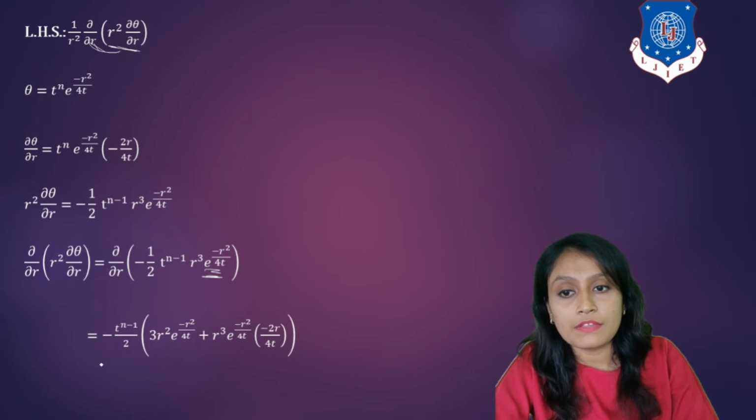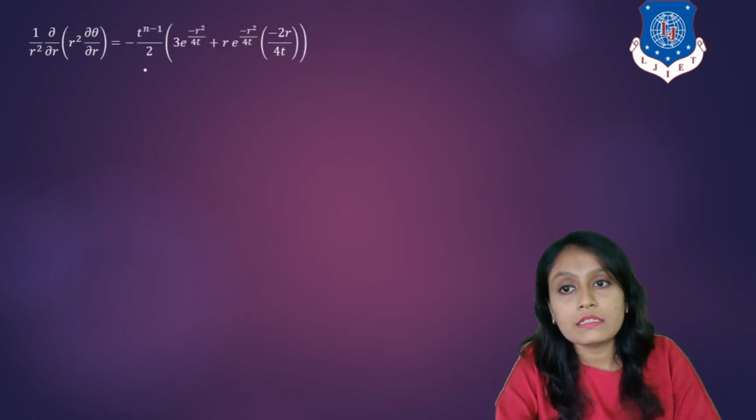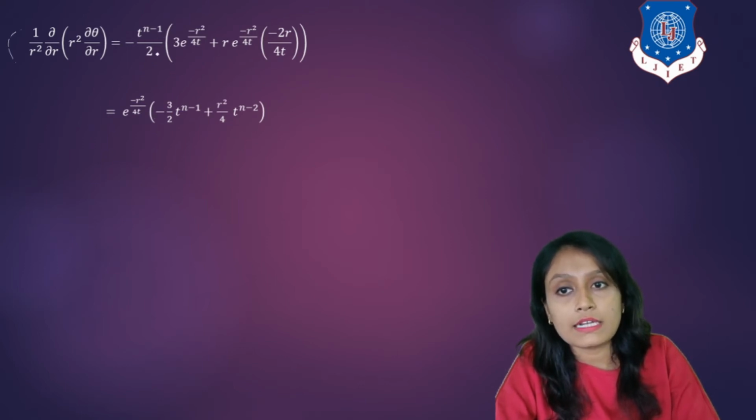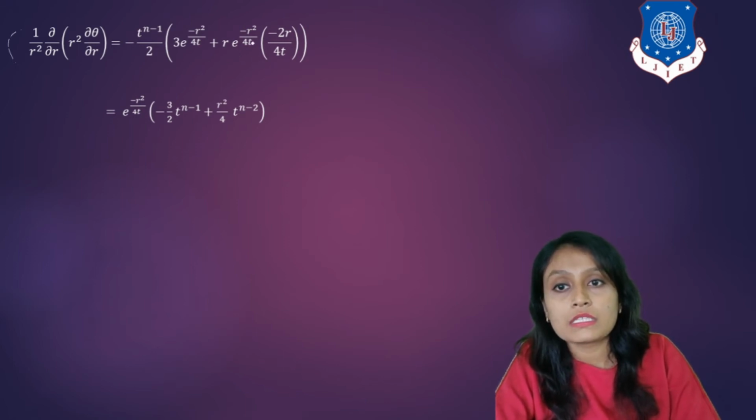Now further simplify it. So you will get this term as this. Now here what we have done, we have just multiplied by 1 upon r square. So in the previous term you have to multiply it by 1 upon r square. So in the numerator, wherever there is r square, it will get cancelled, and what remains is this term. Now further take this e raised to minus r square upon 4t common and multiply this t raised to n minus 1 inside. So here you will get minus 3 by 2 into t raised to n minus 1 plus, just simplify this, r square upon 4 into this e raised to minus r square upon 4t.